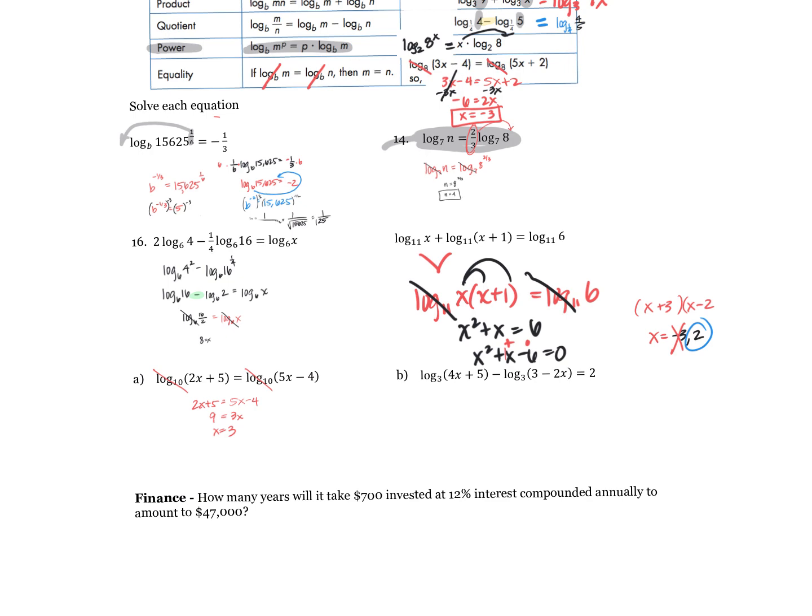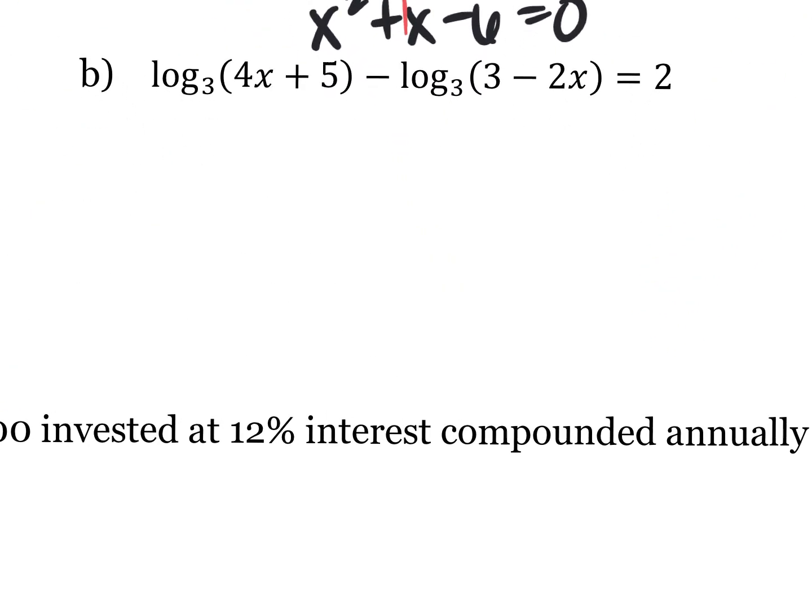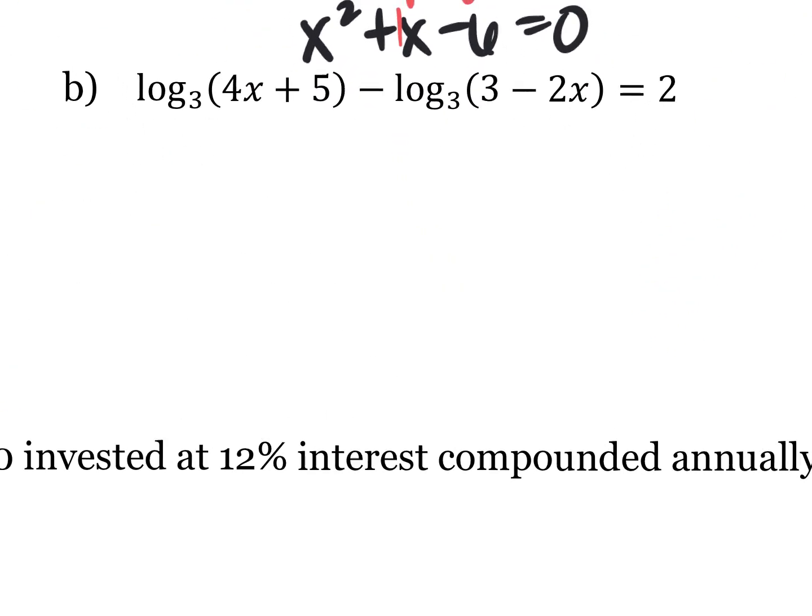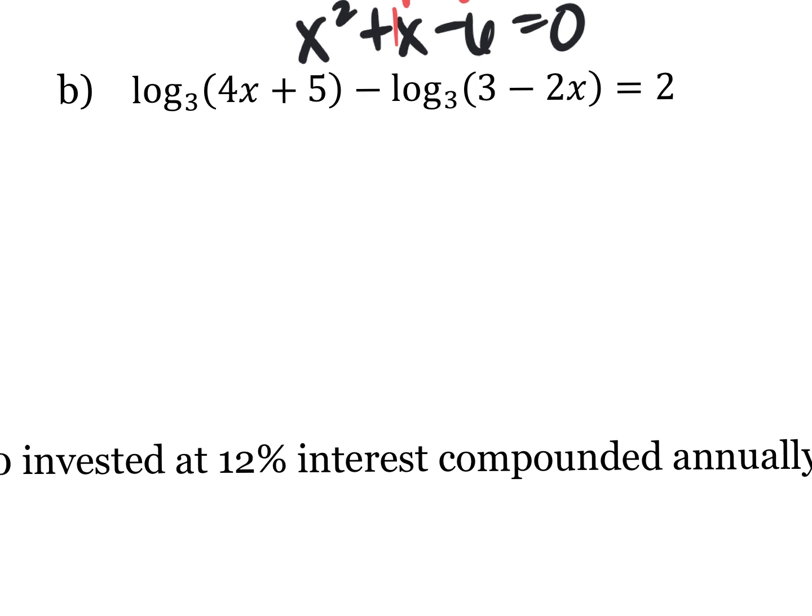Here we go. Let's try B. Can I just cross things out? Yeah, I wish. I need one log equals one log. Let's just figure out the log of 4x plus 5 minus the log of 3 minus 2x. Can I condense these two logs into one log because we are subtracting?